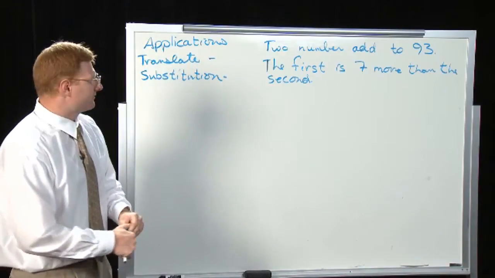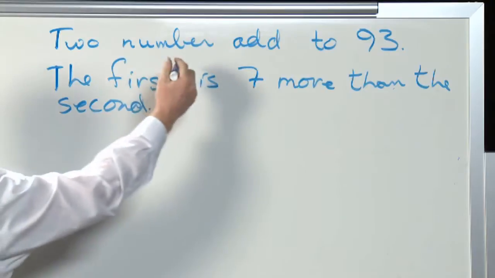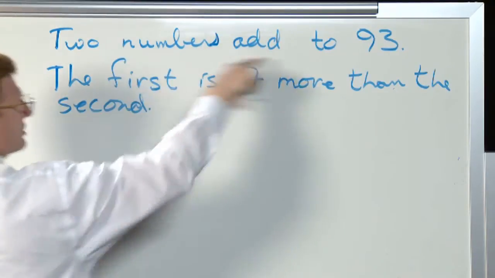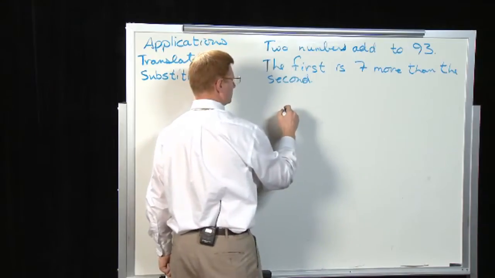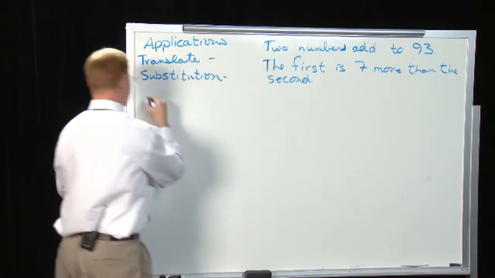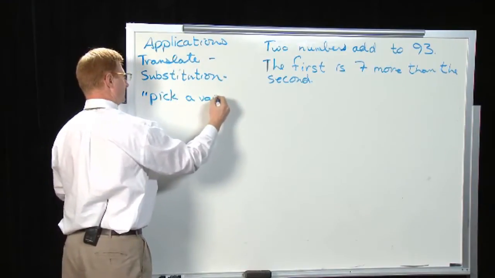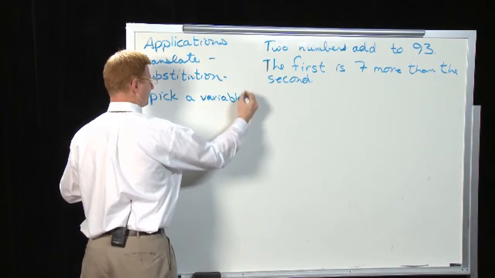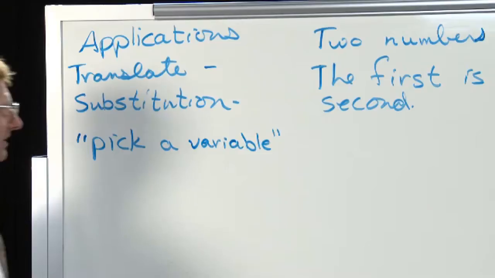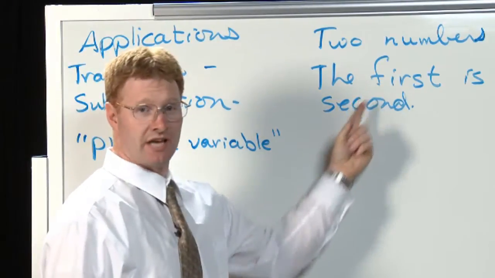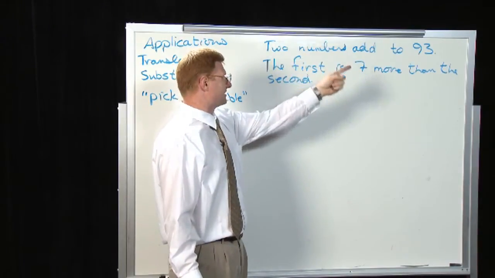Well, this is where we get to use this substitution. We have two numbers. Two numbers add to 93. Well, we need a variable. Let's write that up one more time. Pick a variable. So we have two numbers, and we've got to pick two variables. How about F for first, S for second? Two numbers add to 93.